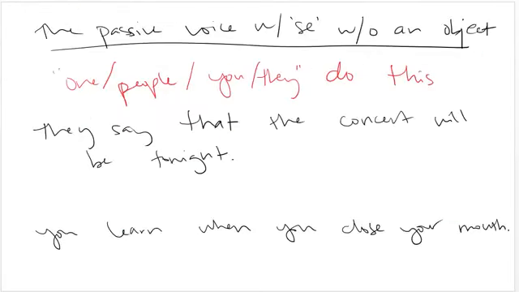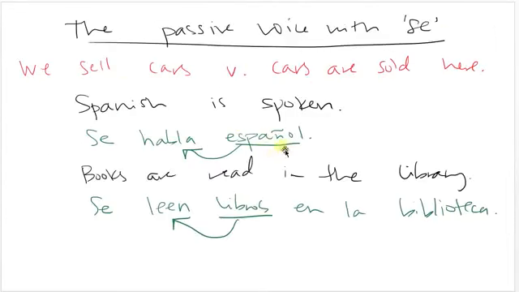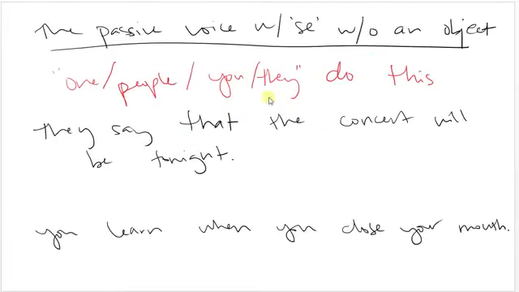And then the other form of the passive voice with se is when you don't have an object. Like here we have an object, español is our object, and libros is our object, and so you know that it has to be singular or plural based on that. But you can also use it without an object. And this is what you do in English when you say like "one usually does this," "people usually do this," "you do this," or "they do this."